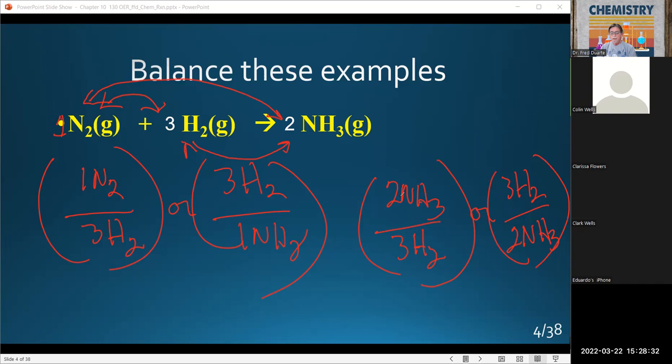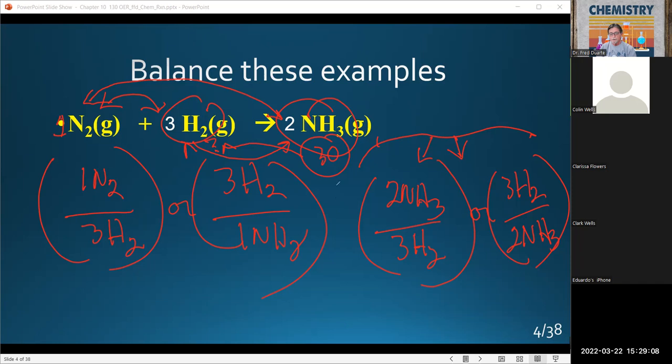And depending on the problem, they might ask you, if I need 30 ammonias, how many hydrogens do I need? So our relationship that we need to look at is simply between ammonia and hydrogen, which means one of these 2 right here. Question is which one?